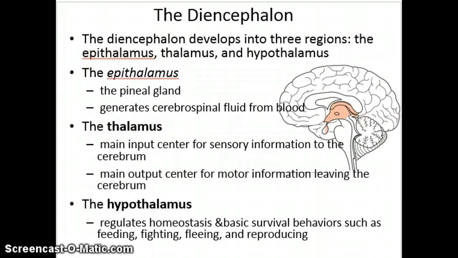The diencephalon develops into three regions, and these are things that you have heard of, like the hypothalamus, the thalamus, and the epithalamus. So the epithalamus has the pineal gland, and it generates the cerebral spinal fluid from the blood. And the thalamus is the main input center for sensory information and kind of the gateway for that information to the cerebrum and how it's going to be processed. It's also the main output center for motor information leaving the cerebrum. So it's kind of like the way station for sensory input, and then the cerebrum figures out what to do with that sensory information and then tells the thalamus to send out a message to the peripheral nervous system to do something if needed. And then the hypothalamus is involved primarily in regulating homeostasis and the basic survival behaviors like feeding, fighting, fleeing, and reproducing.